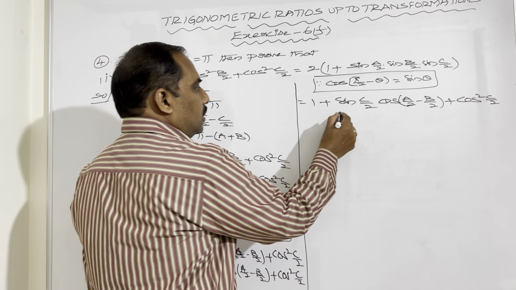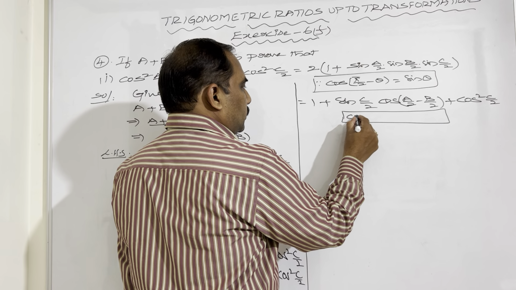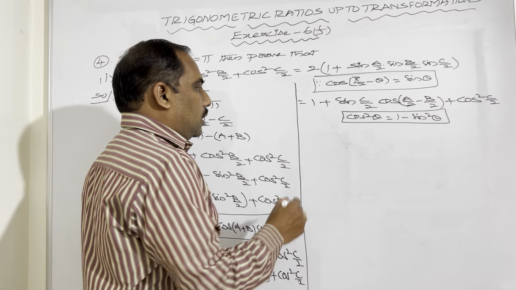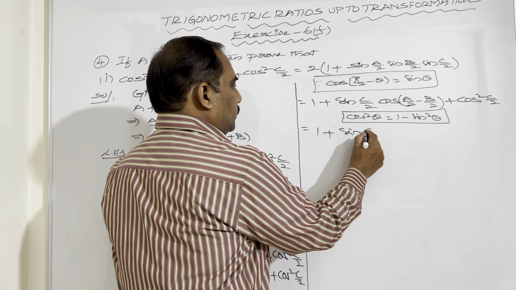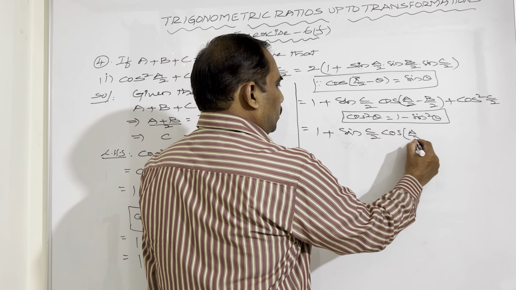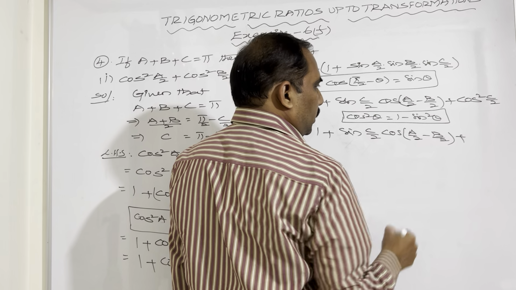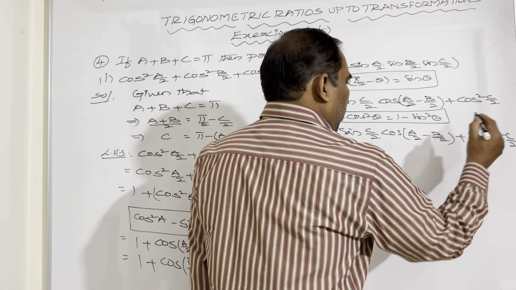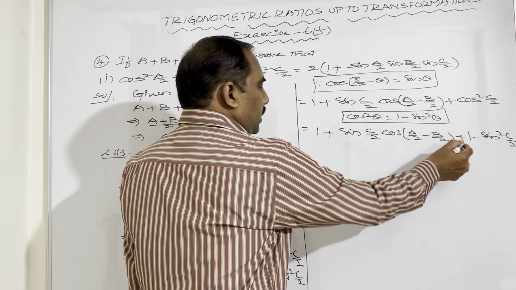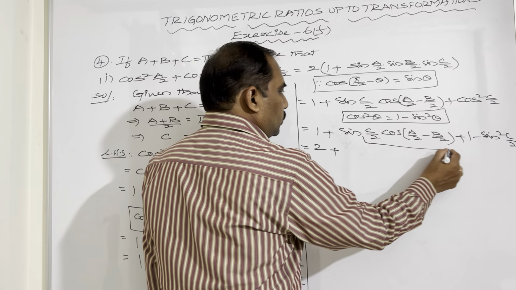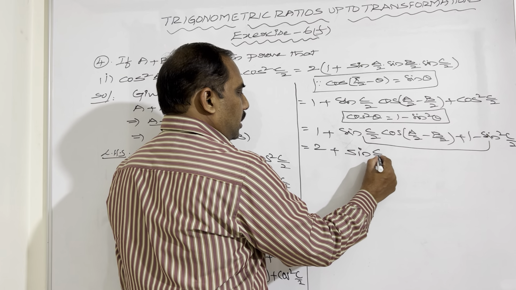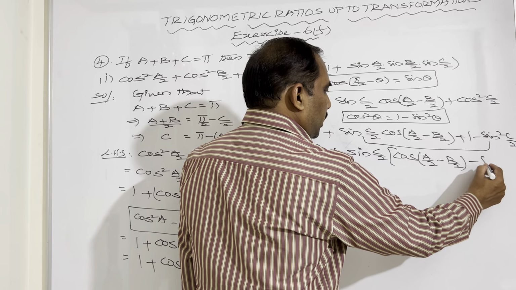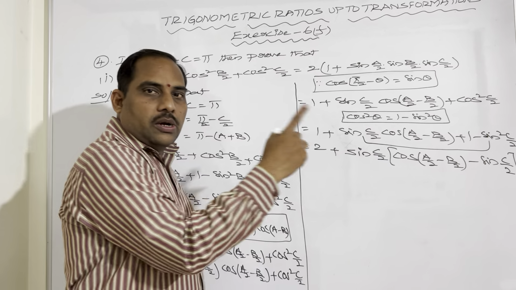So here we know that cos square theta is equal to 1 minus sin square theta. We have the identity. So that's why here 1 plus sin c by 2 into cos of a by 2 minus b by 2, and here this cos square c by 2, here theta is c by 2, so we can write 1 minus sine square c by 2. Observe here, 1 plus 1 is 2, and in these two terms you can take sine c by 2 common, then we get cos of a by 2 minus b by 2, and after taking sine c by 2 common, one more sine c by 2 is left over.